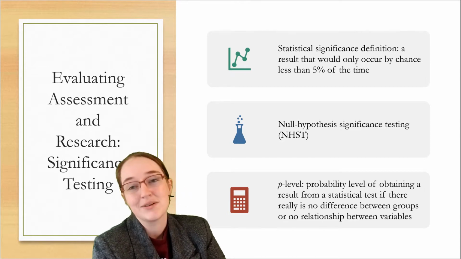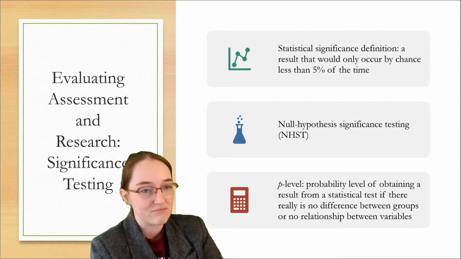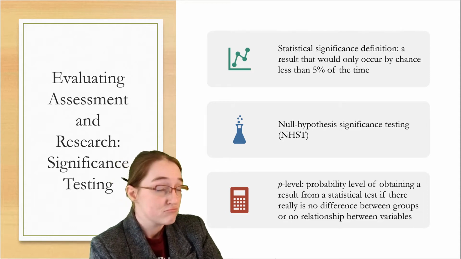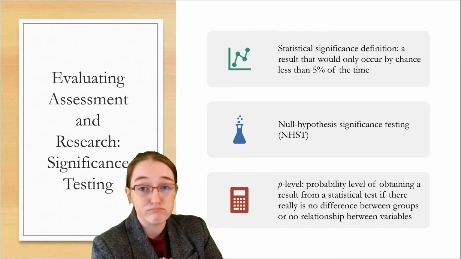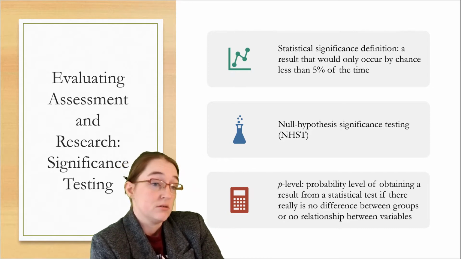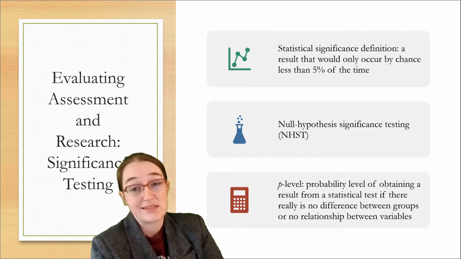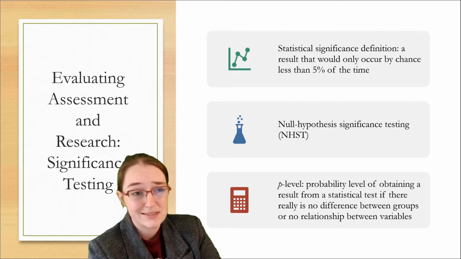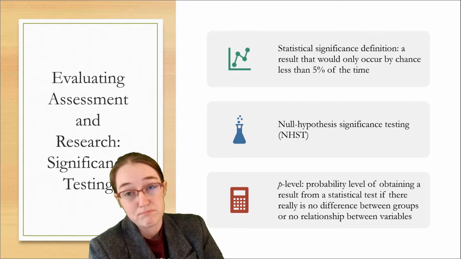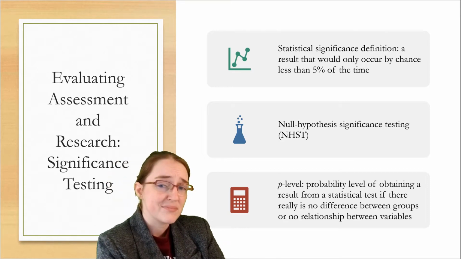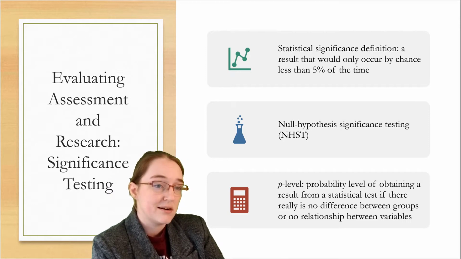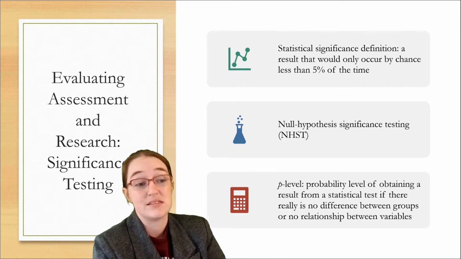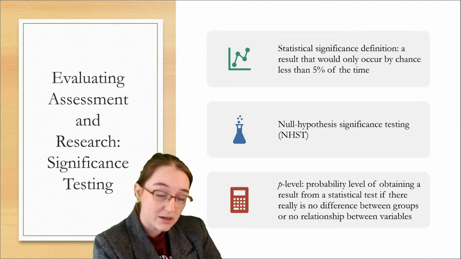But that 1 in 20 times, the result we found, and we don't know which one, could be due to chance. So if you do 100 studies, 5 of them are probably false positives. Now we do all of this within a null hypothesis statistical testing framework.